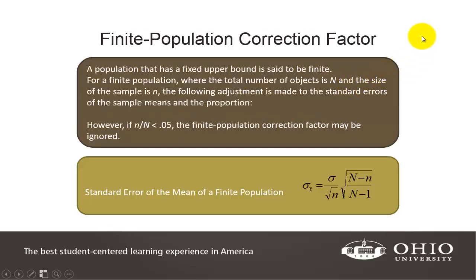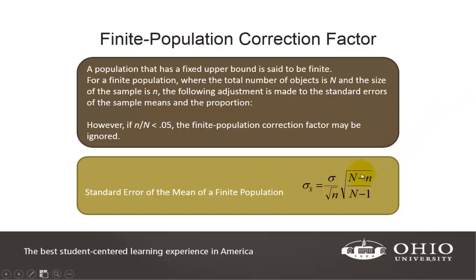All right, one more thing. It's called a finite population correction factor. And if we take our sample from a finite population rather than a very, very large or infinite population, we have to make an adjustment in the calculation of the standard error of the mean, also known as the standard deviation of the sampling distribution of x bars. And here is the adjustment that we have to make.